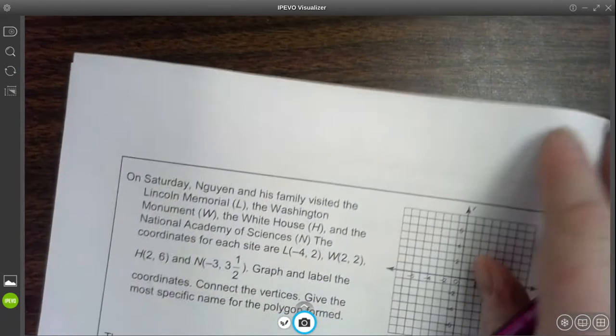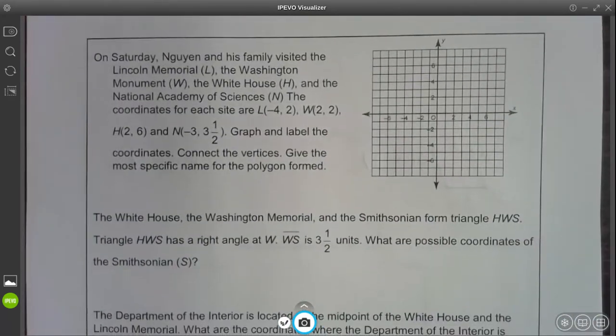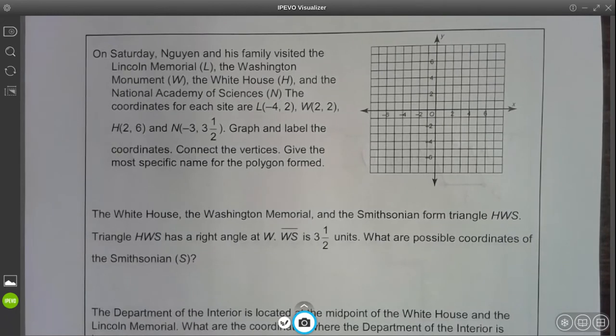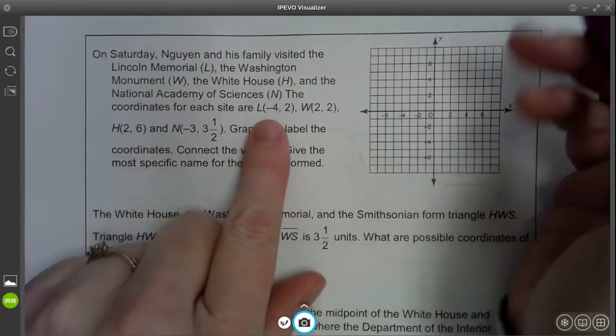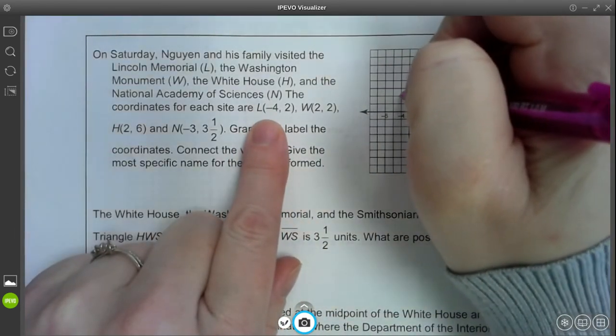All right, last page here. It says on Saturday, Nguyen and his family visited the Lincoln Memorial, which we're going to call point L, the Washington Monument, W, the White House, H, and the National Academy of Sciences, which we're going to call point N. And here are the coordinates for each site. Graph and label them, connect the vertices, and give the most specific name for the polygon formed. All right, so the first one is L is at -4, +2.